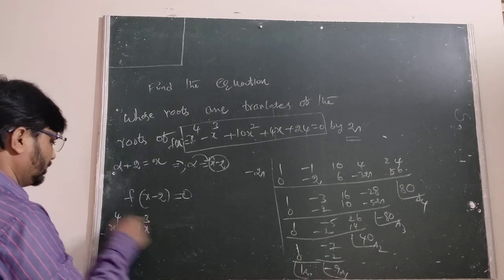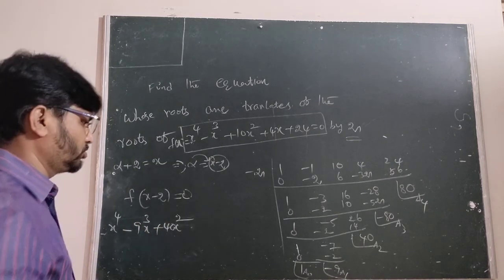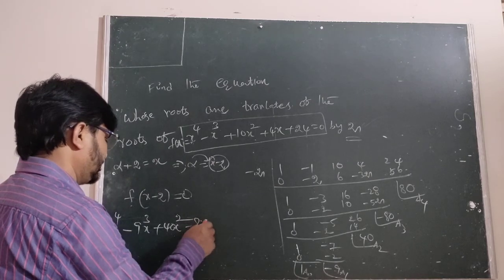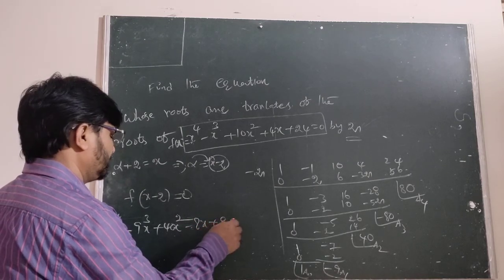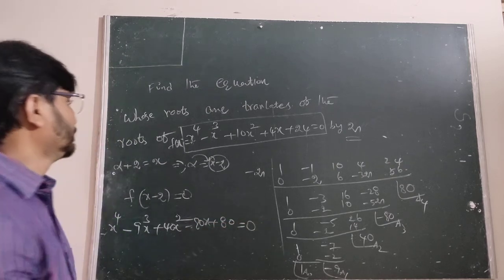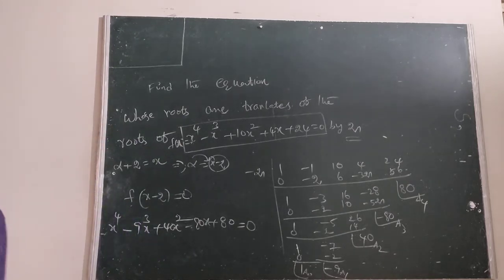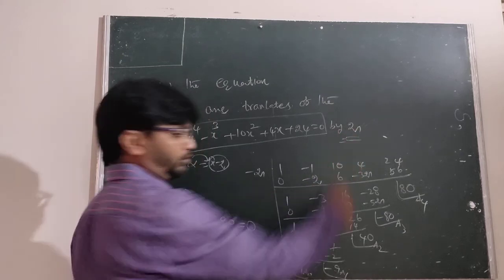Now the required equation f of x minus 2 equal to 0 is x power 4 minus 9x cube and 40x square and minus 80x plus 80 equal to 0. This is the equation whose roots are translated by 2, to find the equation translated by 2. Okay.